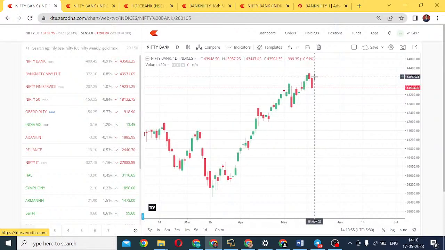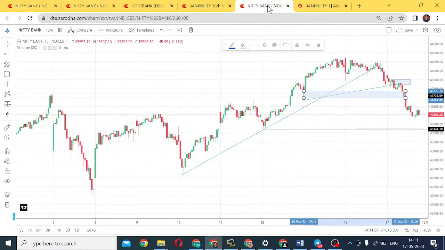Whoever was in control was in control throughout the day. But here, the opposite party has tried once. The opposite party has tried once. So on a daily chart, this became an important support. I will come back to the concept that I taught.